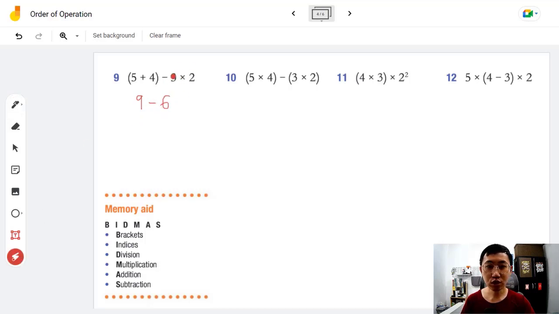Alright, so I know students were confused. Here got multiply, here got minus. Just follow the ranking. We do multiply first. That's why this one you copy here and do multiply. You get 6. Continue to solve. 9 minus 6, that is going to get you 3.